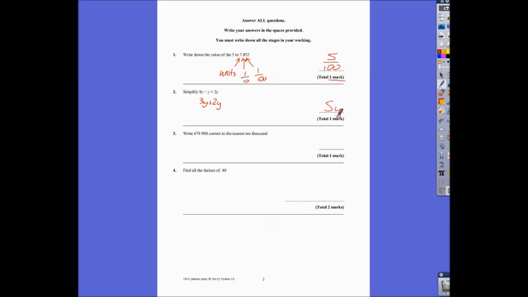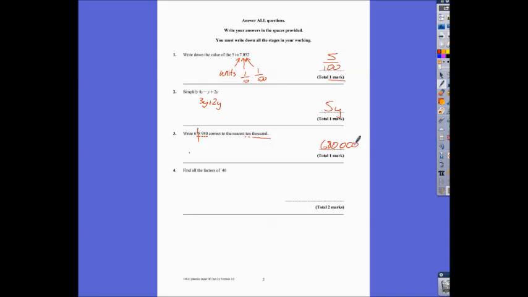Number 3. Write 678,980 correct to the nearest 10,000. So these are the units, tens, hundreds, thousands, tens of thousands. So we want to round it to just here. So at the minute it's 678,000. So the 8 would mean that the 7 rounds up to an 8. So that would be 680,000.